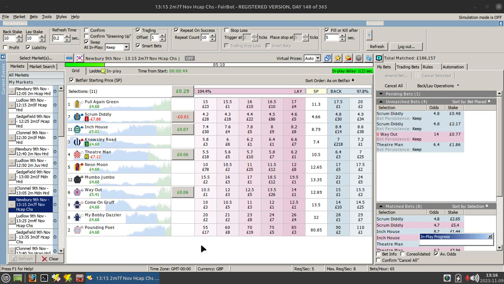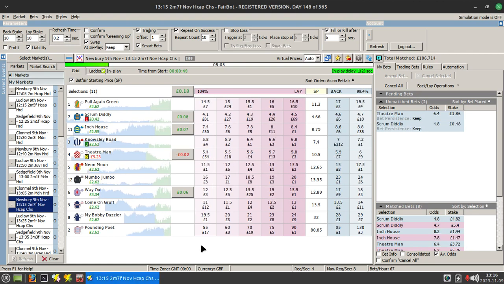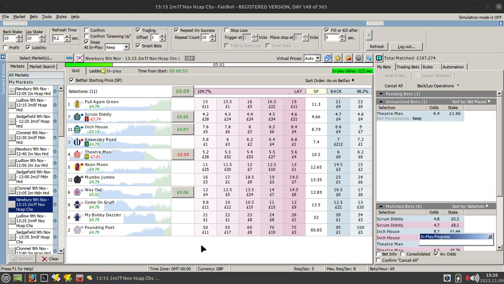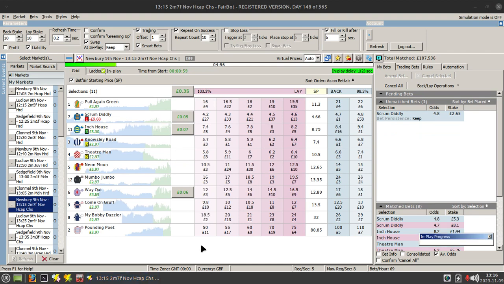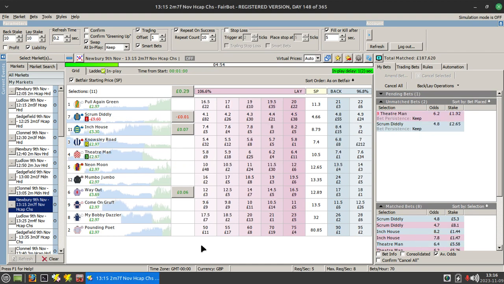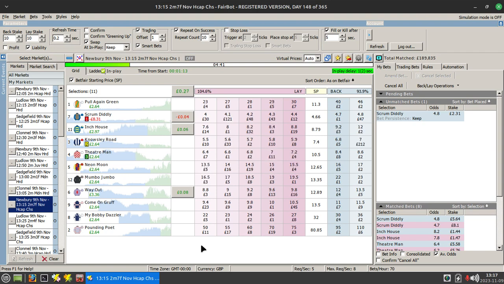So you'll actually see here we've only got two open trades, on Theatre Man and Scrum Diddly. So those are the only two that are left that are going to carry on looping through 10 times. Now of course you could go back in if you so wish. I'm just going to leave it on these two runners. You'll see that Theatre Man there just timed out via the 5-second killer fill. So the only thing that we've got live at the moment is Scrum Diddly.